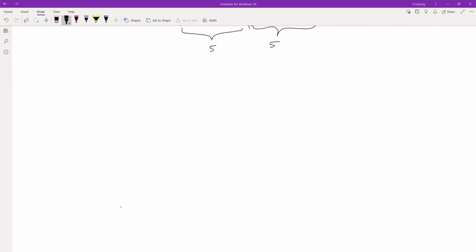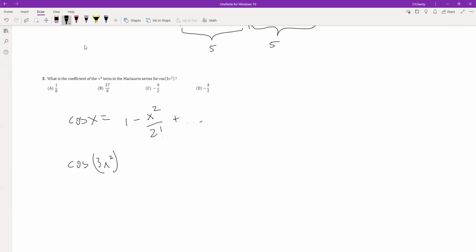And last one, what is the coefficient of the x to the 4th term of the Maclaurin series for cosine of 3x squared? Okay. So cosine of x is just 1 minus x squared over 2 factorial plus and so on. But we'll notice that since this is already raised to the 2nd power and this is raised to the 2nd power, once we plug it in, this will get the 4th degree term.